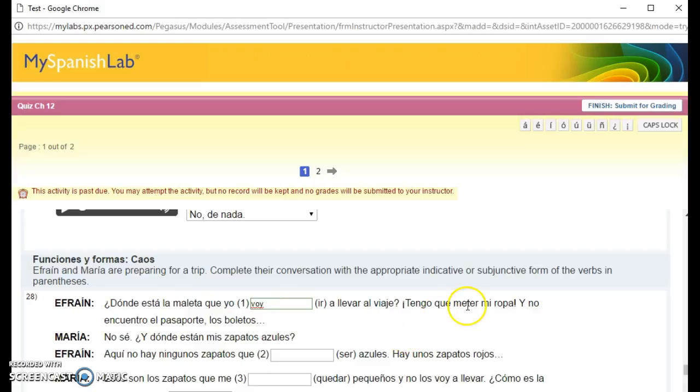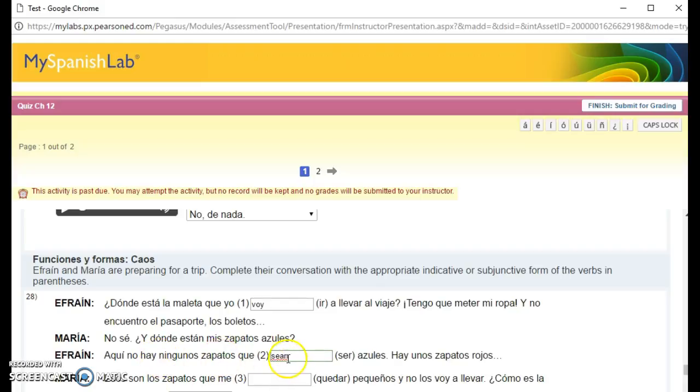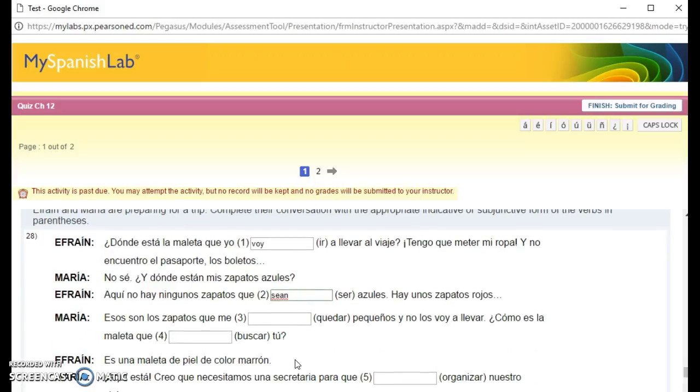I have to pack my clothes. I can't find the passport, the tickets. I don't know. And where are my blue shoes? There aren't any shoes that say azules. So they don't exist. There are no shoes that are blue. So they don't exist, and you're referring to them in another part of the sentence, you use subjunctive. No hay ningunos zapatos que sean azules. Hay unos zapatos rojos. Okay, and there are some red shoes.